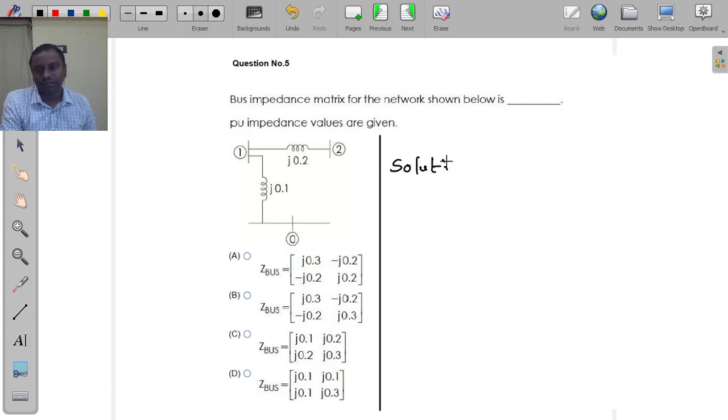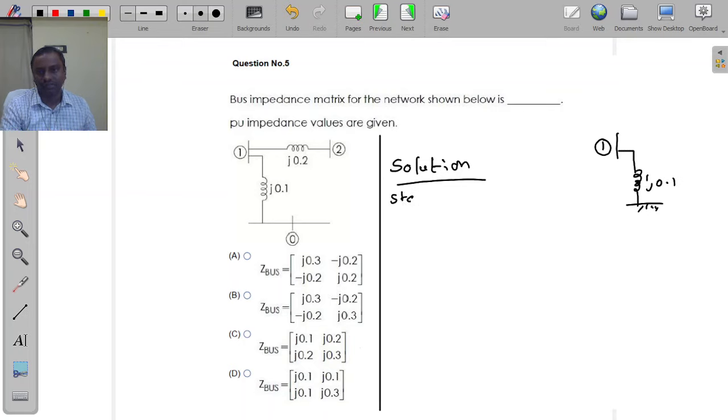Solution. So the impedance matrix is a step-by-step process. We need to calculate it step by step. First, adding a reference bus, we are adding bus 1 to the reference bus. Let's take this as the reference bus. We are adding bus 1 to the reference bus with j0.1.